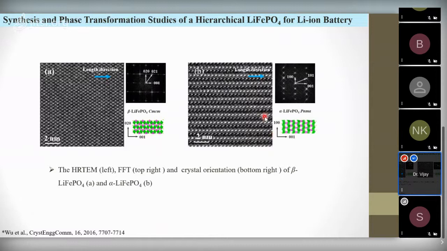This is from the beta phase, and when we change to the alpha phase, there is a possibility of change in its length direction, like 100, here it's 020. We try to identify these phases and again make a CrystalMaker model. Then we used FFT to make sure it is arranged in this manner. So this is a material we studied for cathode application in lithium ion battery.